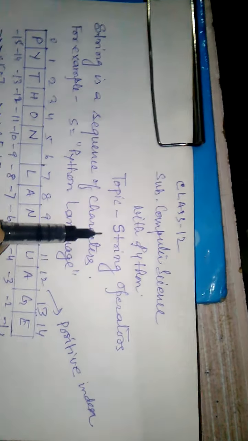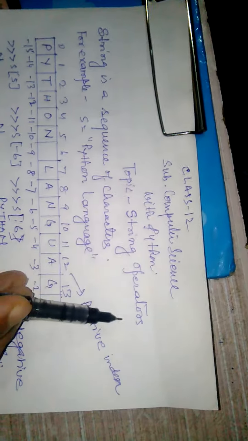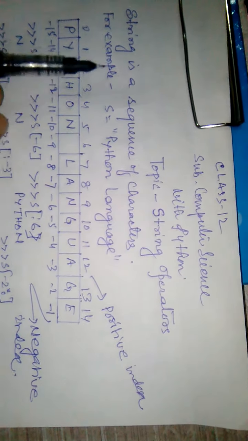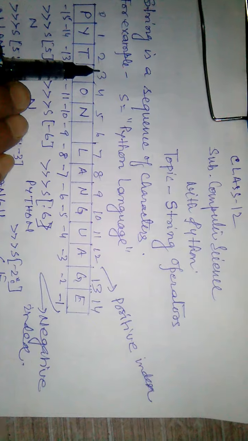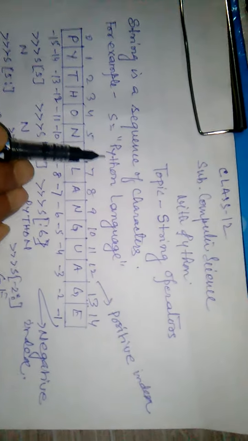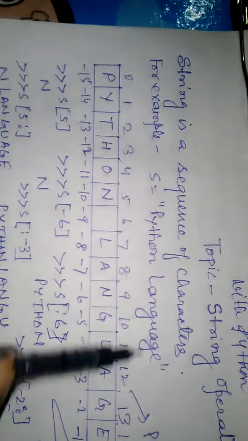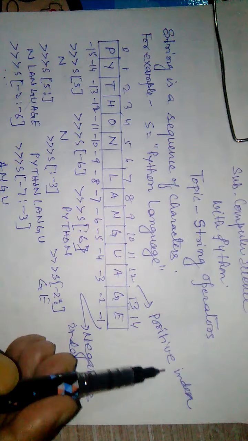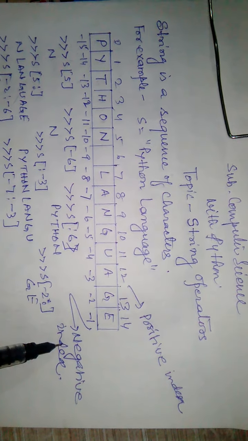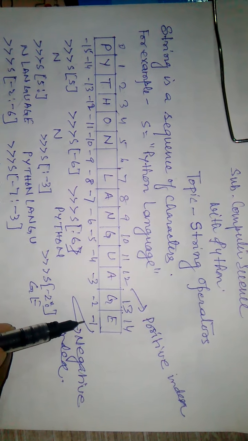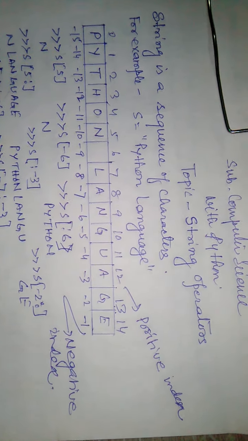Welcome students. We are going to discuss string operators. You know that a string is a sequence of characters. In the Python language, we have derived a string and its indexing is forward indexing and backward indexing. Positive indexing starts with 0 and negative indexing, that is backward indexing, starts with -1.